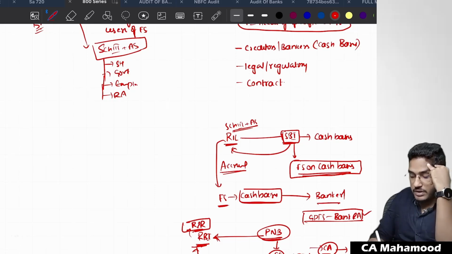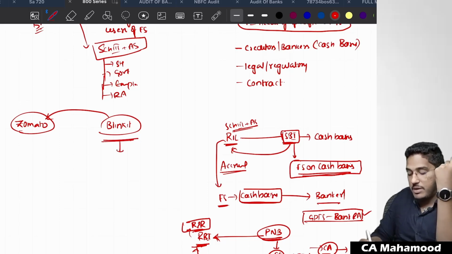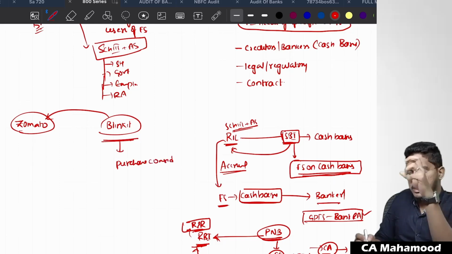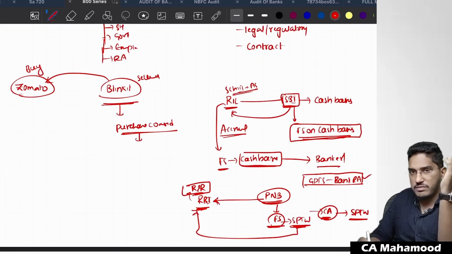Take for example, there is a company. Let me put it this way: Blinkit, a startup, is going to be acquired by Zomato. Zomato is going to acquire Blinkit. Now, for the purpose of this acquisition, this amalgamation or acquisition, whatever you call it, purchase consideration needs to be determined. Obviously, when one company wants to acquire another company, purchase consideration is mandatory. So this is the buying company, this is the selling company. Now, how will this purchase consideration be decided? Purchase consideration will be decided on the basis of net asset value, and that net asset value will be derived from the financial statements.